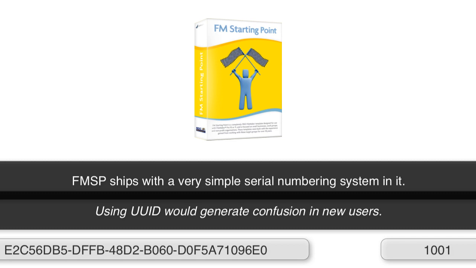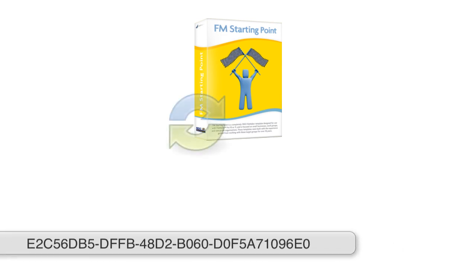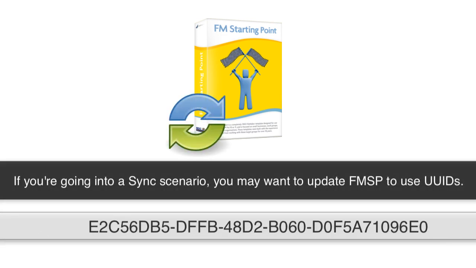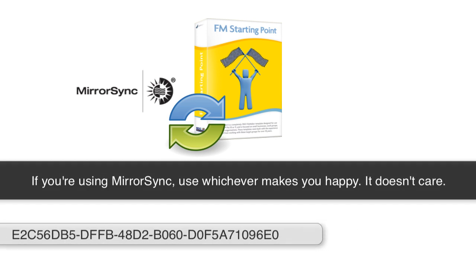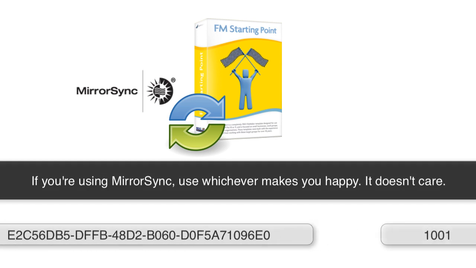But if you're going to go into a sync scenario, it's good to upgrade your copy of starting point to use UUIDs, and it's pretty simple to do that. I mean, wouldn't you think that's generally a good idea? Honestly, if you're using MirrorSync, I would say just do whatever makes you happy. MirrorSync doesn't care at all. When you say it doesn't care, it really doesn't care. It really does not care.